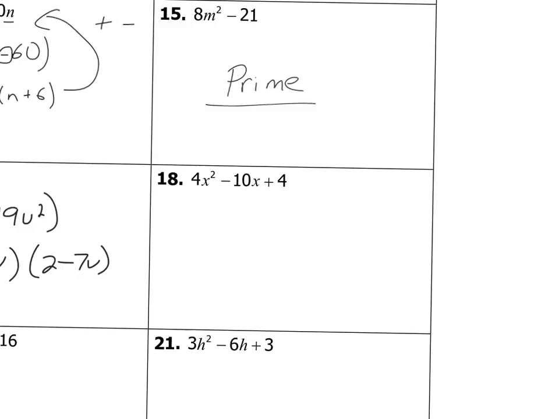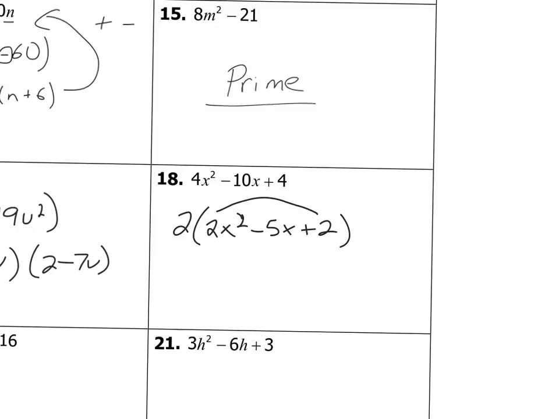All right, now we have 4x squared minus 10x plus 4. It looks like our GCF is going to be 2. We can take out a 2 before we start working on this. If we take out a 2, we'd be left with 2x squared minus 5x plus 2. Now we still have a number in front of that x squared. We still have a number in the a position, so we're going to do this slip and slide.